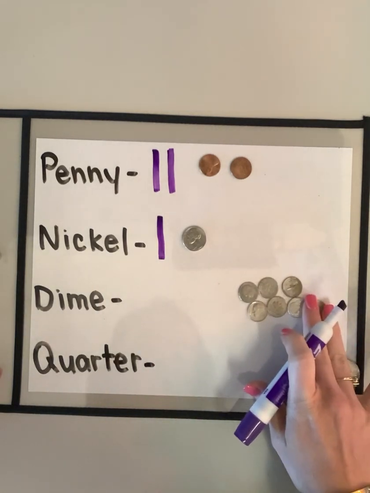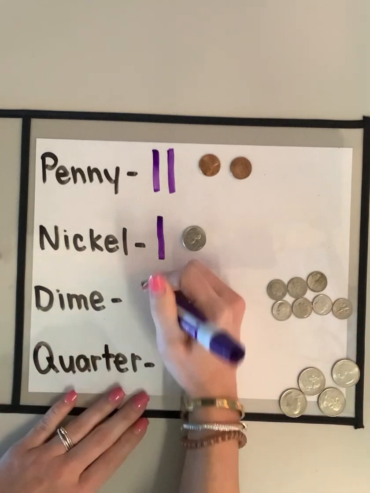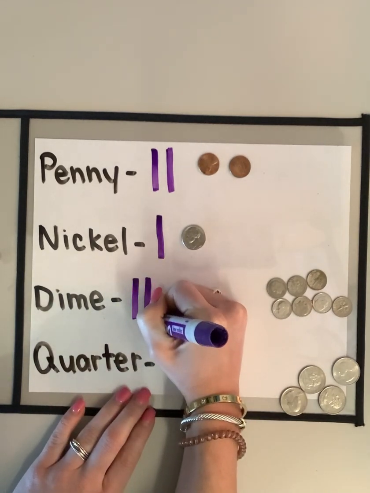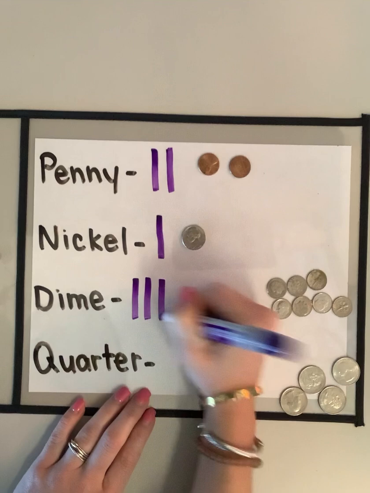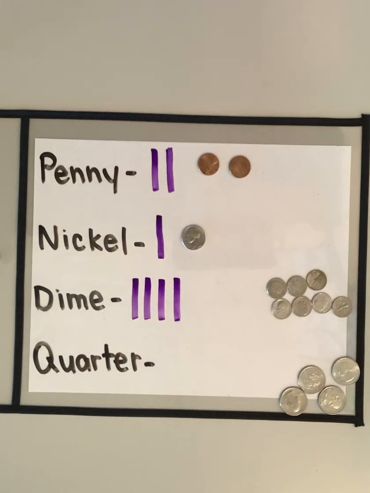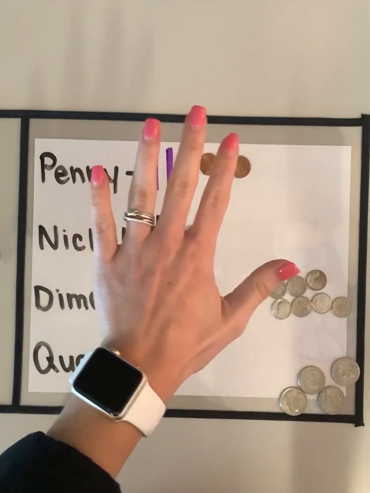Now, we've counted, but we haven't done our tally marks yet. When I do tally marks, I do the one line. So I'm going to start 1, and I'm going to keep going. 2, 3, 4. Does anybody remember what you do when you get to 5 tally marks?